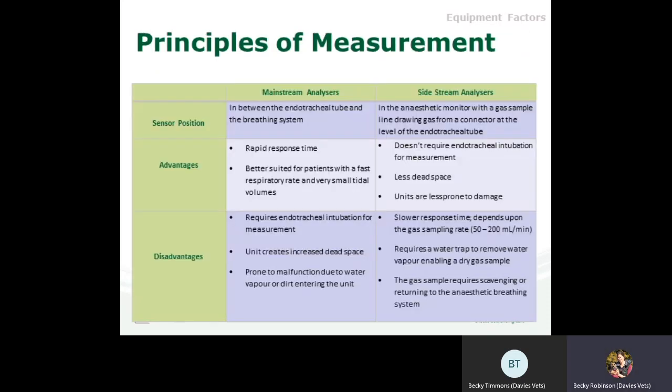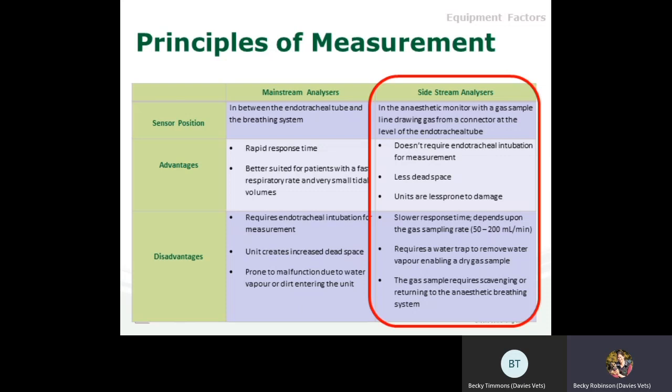A little bit about the different types of capnographs that are available. They can either be known as mainstream analyzers, where the sensor is placed directly between the endotracheal tube and the breathing system, or side stream analyzers. And it's much more common to have a side stream analyzer, and so therefore I'm going to concentrate primarily on this type. So side stream analyzers require a gas sampling line to be attached to a connector near the endotracheal tube. Samples are taken to the anaesthetic monitor from this gas sample line, and water vapor is removed prior to measurement through the use of what's known as a water trap on the side of the anaesthetic monitor.